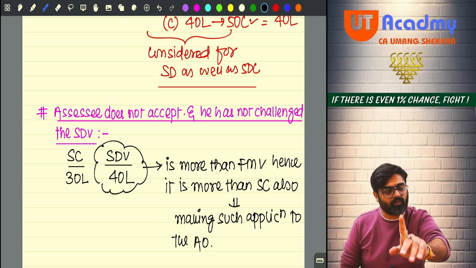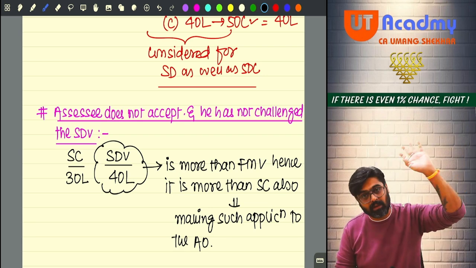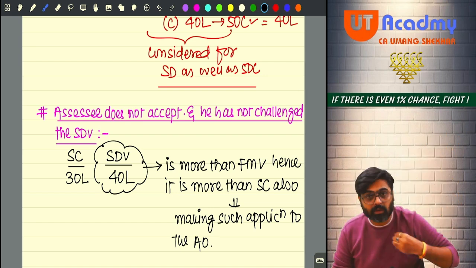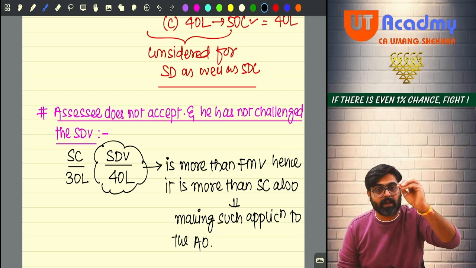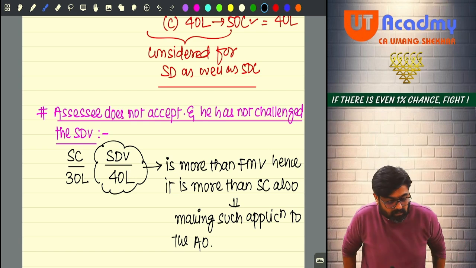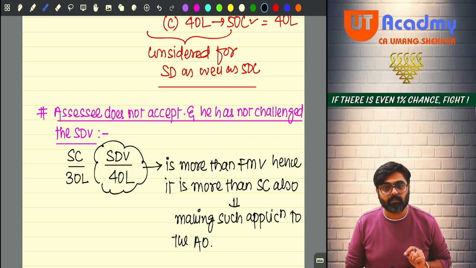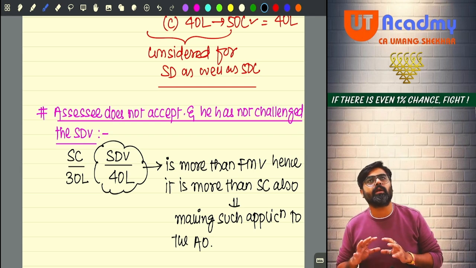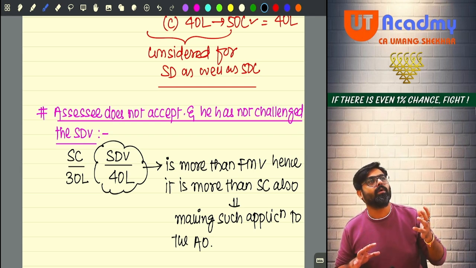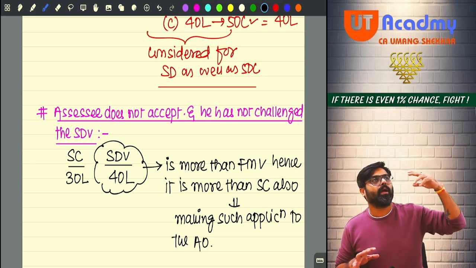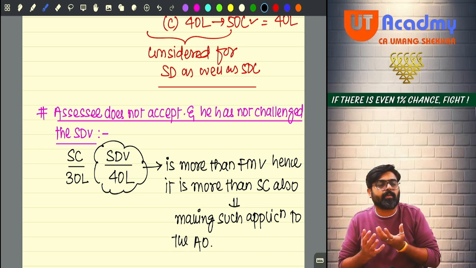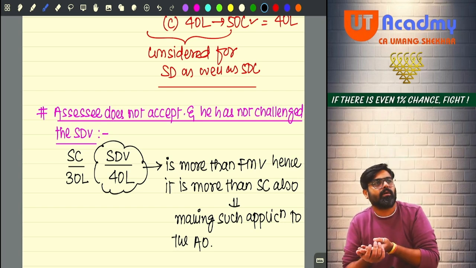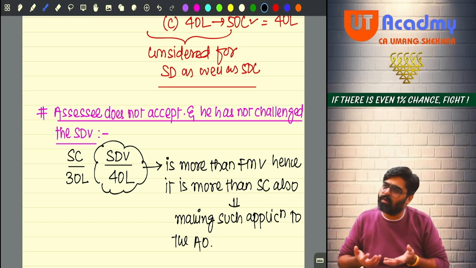If you don't believe me, get the property valued. You will know whether I am telling you the truth or trying to fool you. The AO says yes. Make some logic: if the market value of the property is lower than the stamp duty value, the buyer is not going to pay as per stamp duty value, the buyer is going to pay as per fair market value. So if fair market value itself is lower, he has to get a sale consideration lower than the stamp duty value.